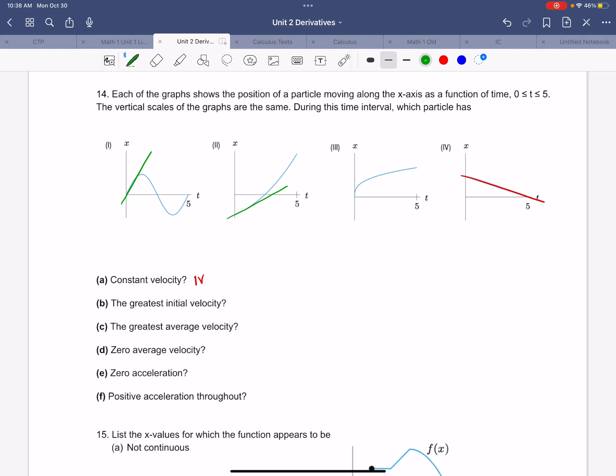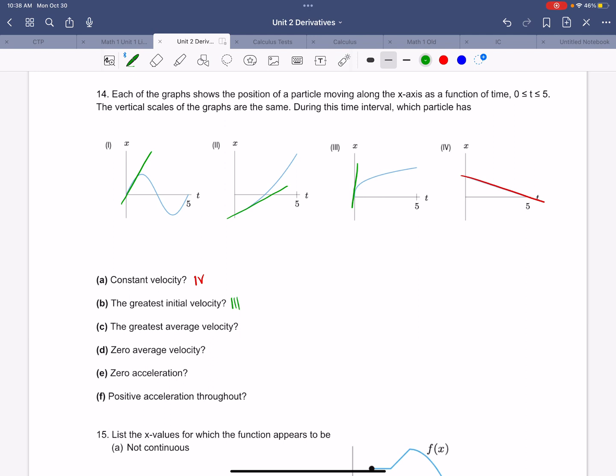But look at number 3. Graph 3, let me draw that a little bit better. Graph 3's initial velocity is pretty steep. And then graph 4 has a negative velocity because that slope is negative. So the greatest initial velocity is going to occur in graph 3.